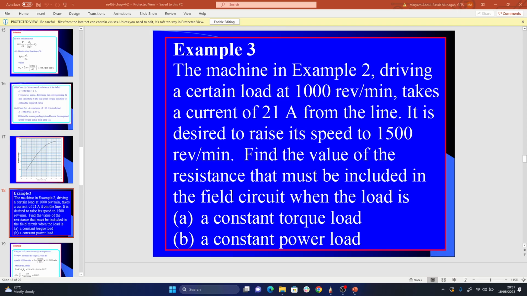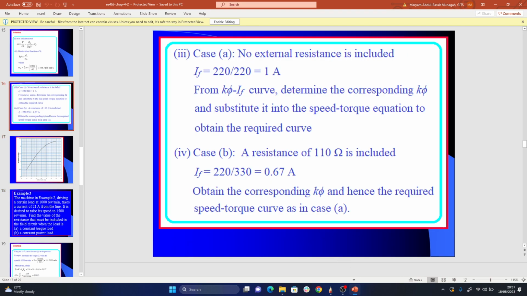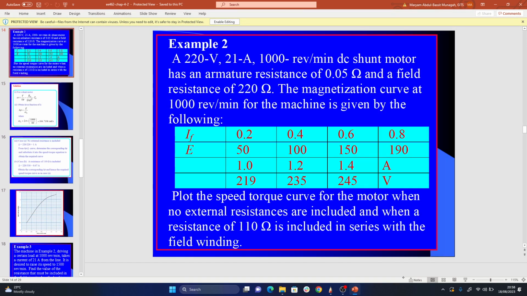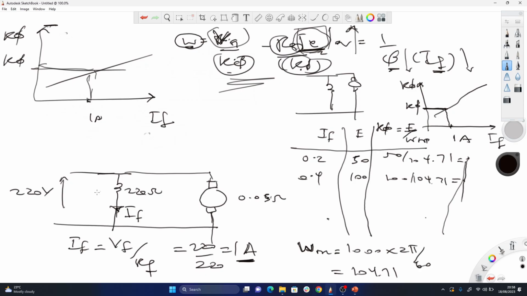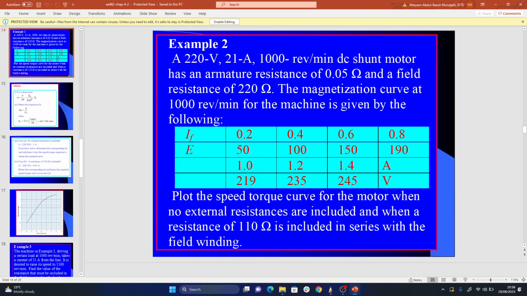Okay, so that's it for example 2. That's what was done. Then the same thing for the second case, when they add the resistor here, which I think is 110. That resistor will affect the IF and reduce it, as we know. So it's now VF, 220 over 220 plus 110, so the IF will come down to 0.667. Once IF has come down, the speed should go up. So I choose this IF of 0.667 here to find the K5, and I can put that K5 here and go ahead.